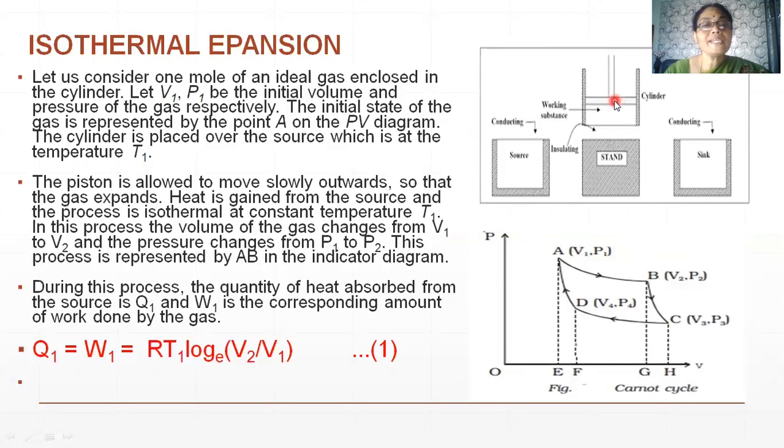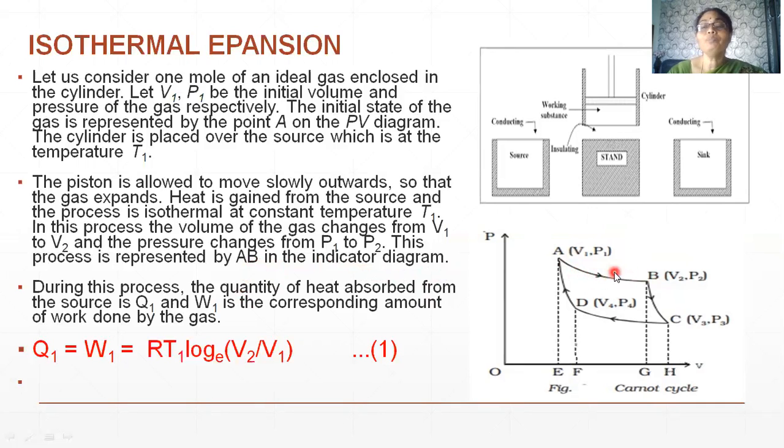Now, when this piston is allowed to move slowly outwards such that the gas expands, the volume changes from V1 to V2, the pressure changes from P1 to P2. This is represented by the point B. This is the initial state. This is the final state. This is the expansion process represented by AB. Since it is carried at constant temperature T1, we call it as isothermal expansion process. So AB on the indicator diagram indicates the isothermal expansion process.